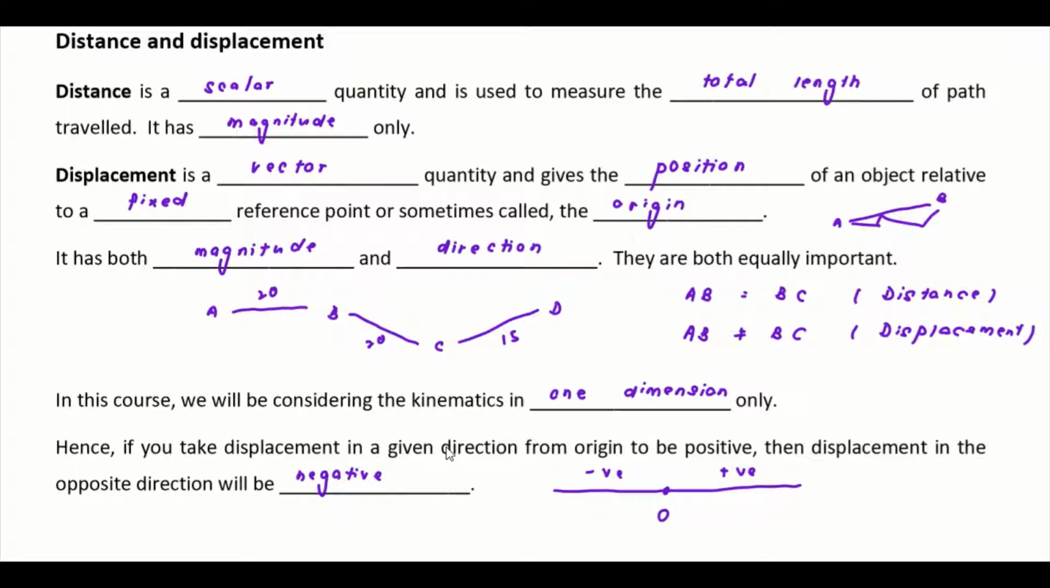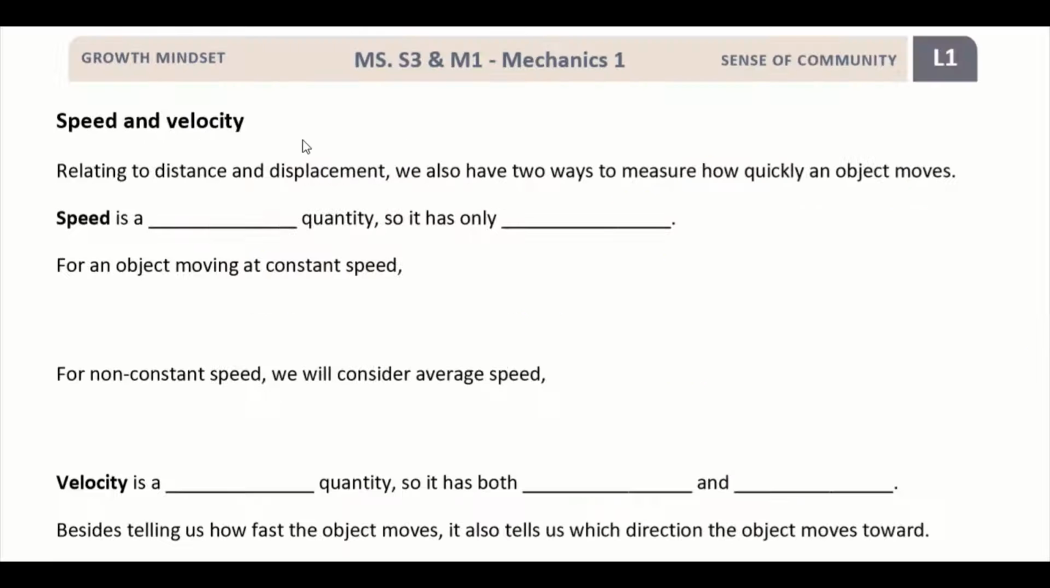Let's move on to the second part, speed and velocity. In the second part, we have speed versus velocity. We know that speed is relating to distance and velocity is relating to displacement. These are the two ways that we use to measure how quickly an object moves. Similar to distance, speed is also a scalar quantity, so it has only magnitude.